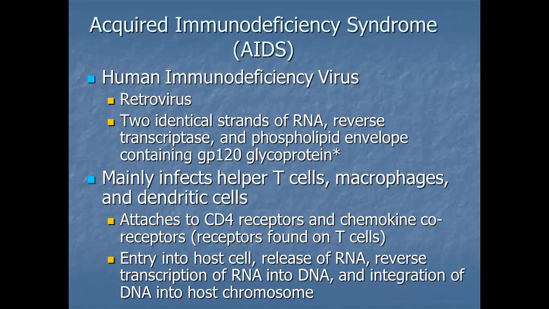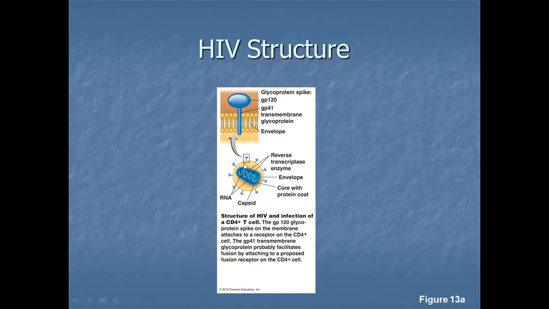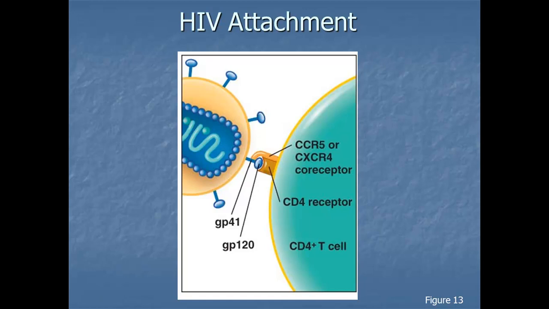into the host chromosome. So here is the HIV structure, and then it's blown up for you, showing you the spike proteins because it has an envelope. And then it has two RNAs, and then of course it's packaged with that reverse transcriptase enzyme.